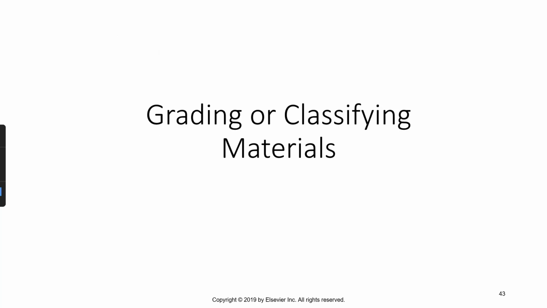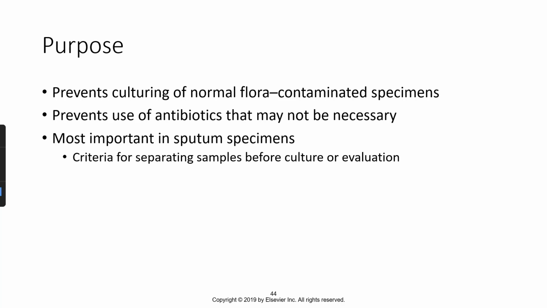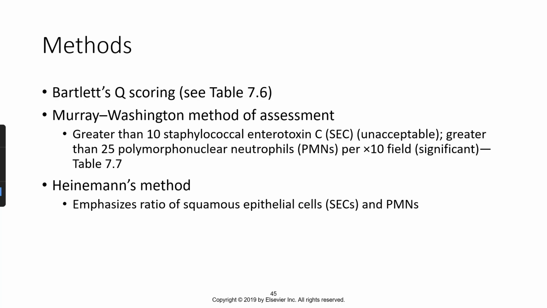Grading or classifying materials. The purpose: it prevents the culturing of normal flora or contaminated specimens. It prevents the use of antibiotics that may not be necessary. It's most important in sputum specimens. Sputum, remember, is that deep spit from the lungs. There are criteria for separating samples before culture or evaluation, and different methods can be used. When you get into doing this in practice, these methods won't even be something you have to memorize. It's just going to come second nature to you. So: Bartlett's Q scoring, the Murray-Washington method of assessment, and Hyman's method.